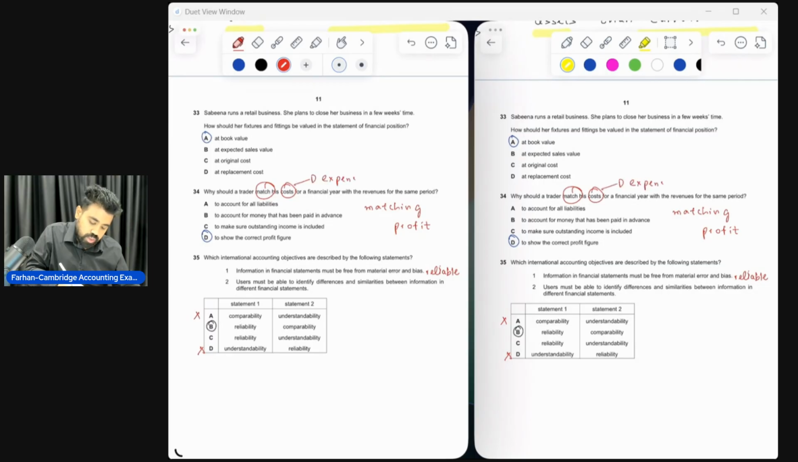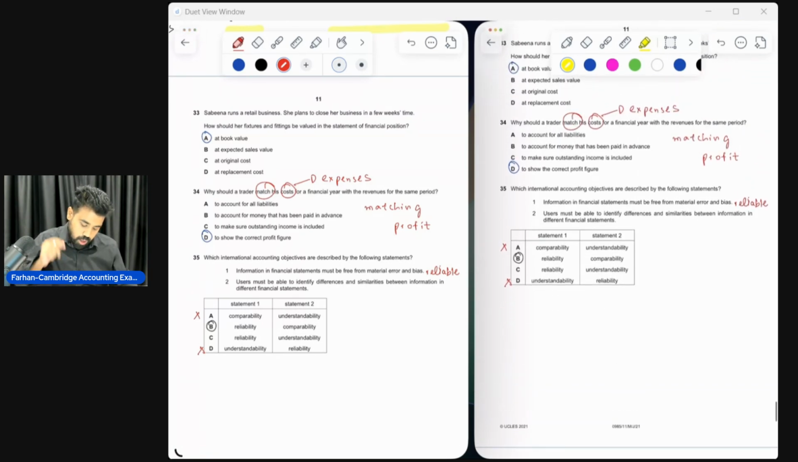And by doing that, we can derive an accurate profit figure because the expenses have been matched against the revenues which we have earned. An example that we had already seen before is the depreciation expense incurred through the consumption of economic benefits from within the asset, which helps the business generate more revenue by utilizing that asset. Okay. Now, what about number 35?